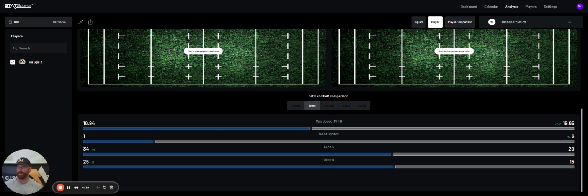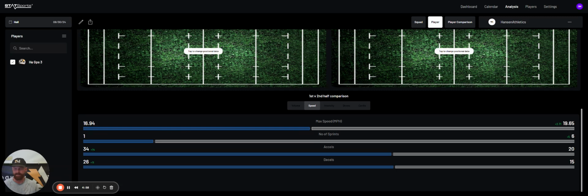In the first half, if you're at the game, you can maybe have some insight into why he wasn't able to open up as much. But in the second half, he hit that 19.65. The majority of his sprints were there, while his accelerations and decelerations were actually more in the first half, which, again, gets the brain turning.